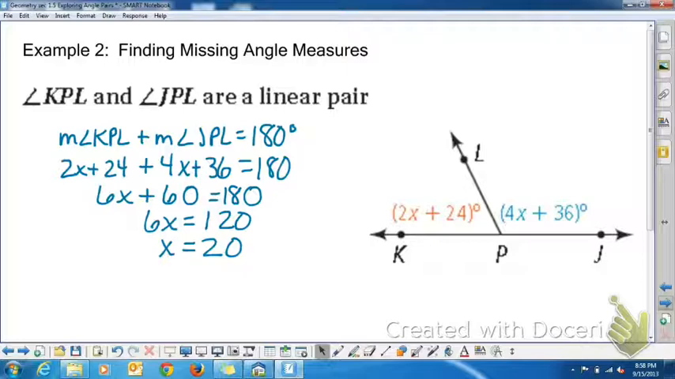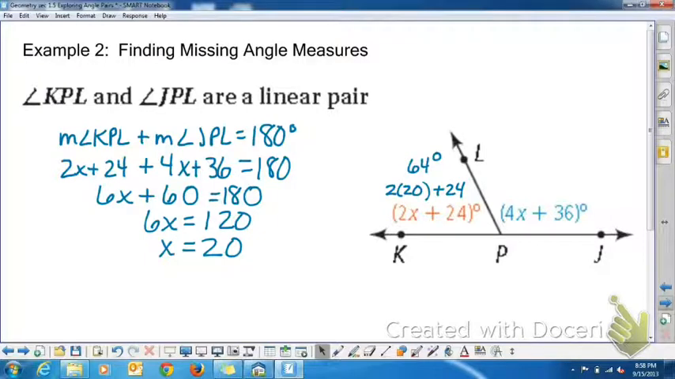Now that we have solved for the value of x using our definition of linear pair and the linear pair postulate, we can substitute in the value to find these missing angles. If we know that x is 20 and KPL is represented by 2x plus 24, then we know that 2 times 20 plus 24 would be the measure of angle KPL. So it would be 64 degrees.